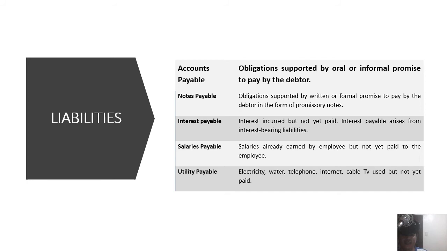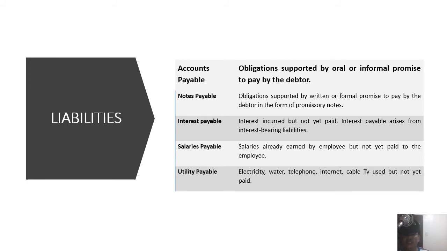Ang tanong dun is, anong payable? Account or notes payable? So, pag nagbigay ka ng promise to pay, meron kang promise to pay or promissory note na written, then it is notes payable. Pero pag wala kang binigay na promissory note, accounts payable lang siya.